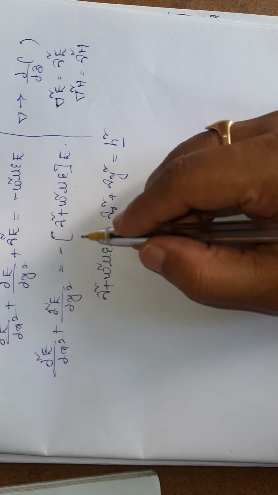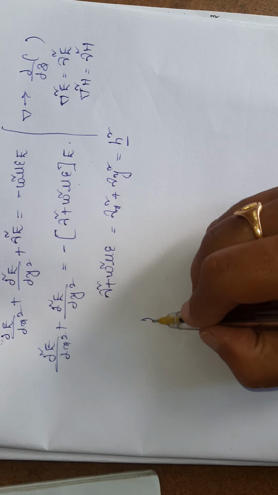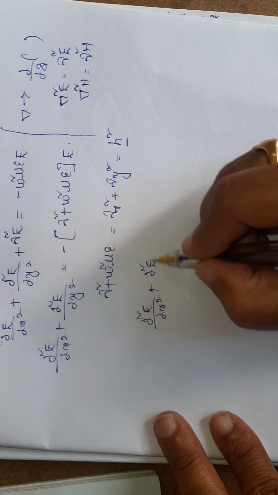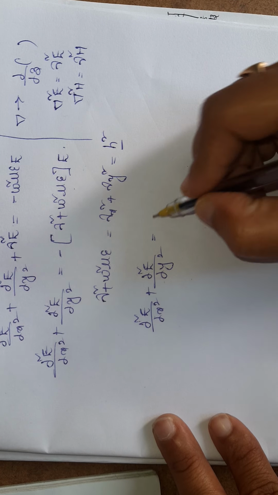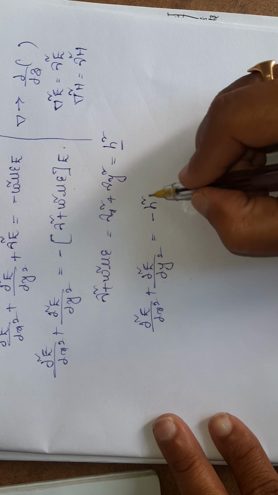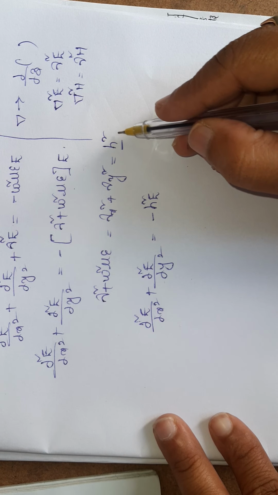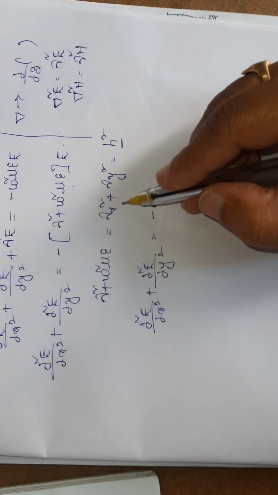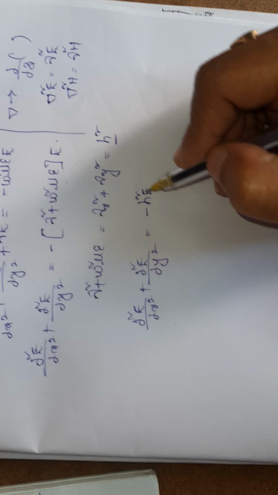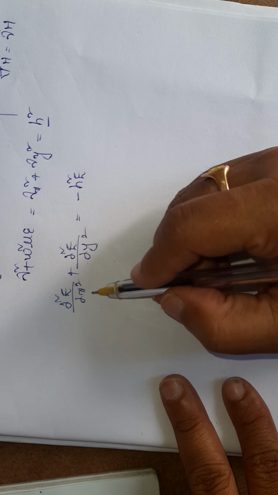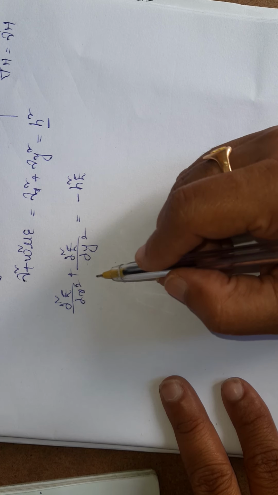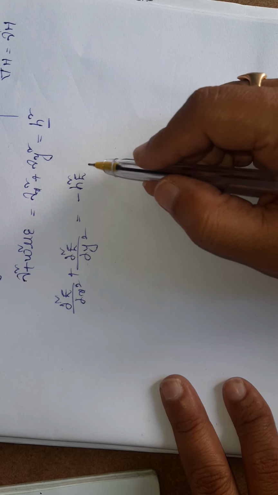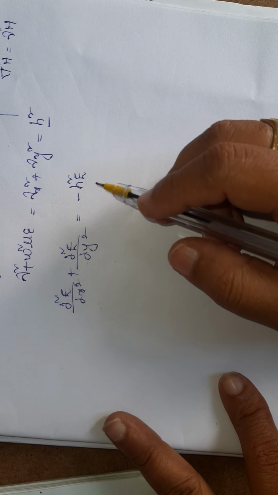So this is the final expression: ∂²E/∂x² + ∂²E/∂y² is equal to minus h² E. So h² is nothing but γx² + γy². Similarly, you can write the expression for ∂²H/∂x² + ∂²H/∂y² is equal to minus h² H.